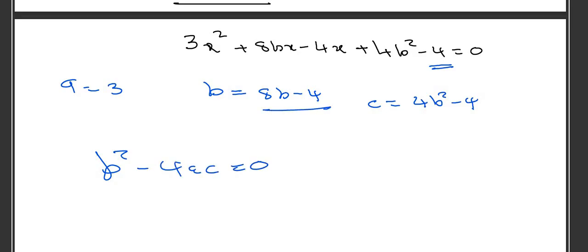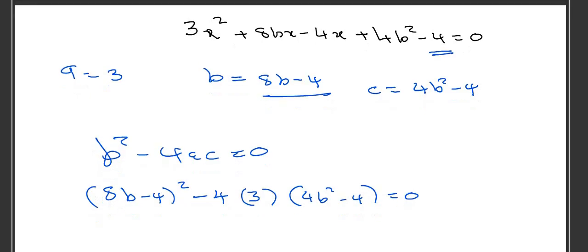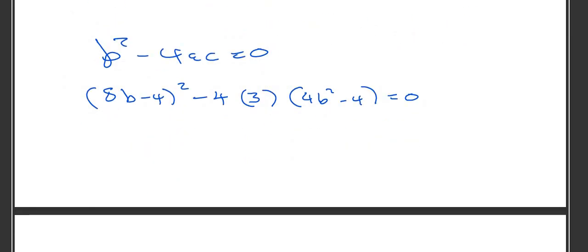Now, they're telling us the discriminant is equal to 0. So b is this, so we put our 8b minus 4, we square it, minus 4 times your a, which is 3, times your c, which is 4b squared minus 4, and equate this to 0. When you square this, it's going to be 64, sorry, we're looking for b, so this is going to be 64b squared.